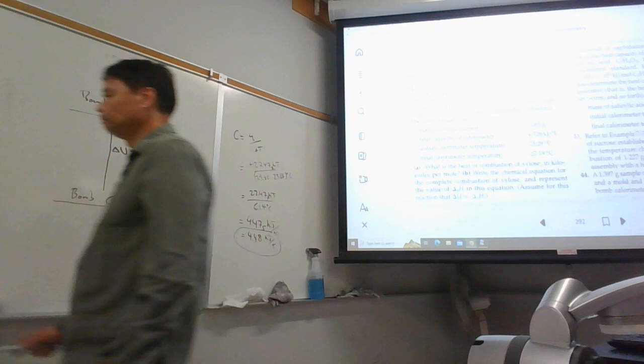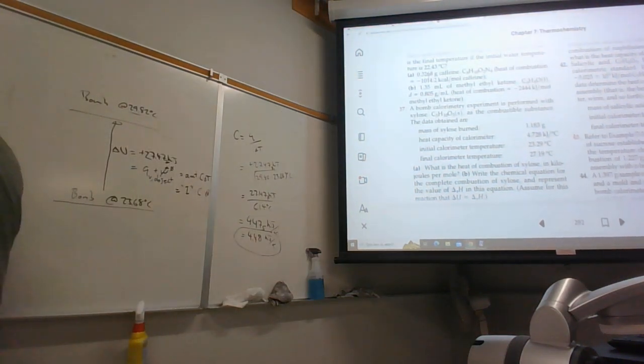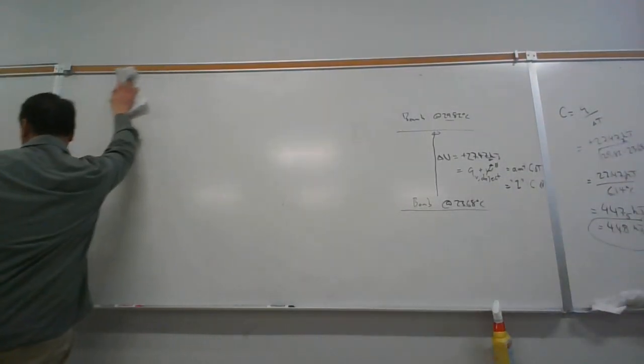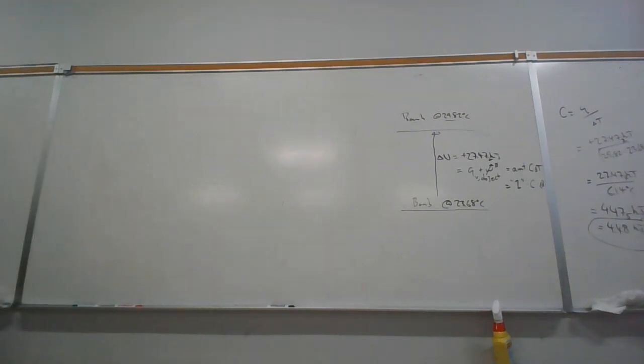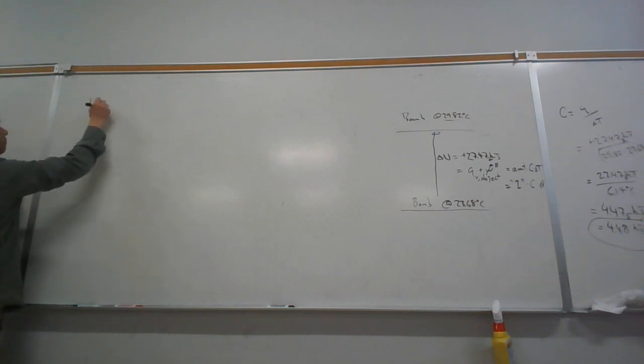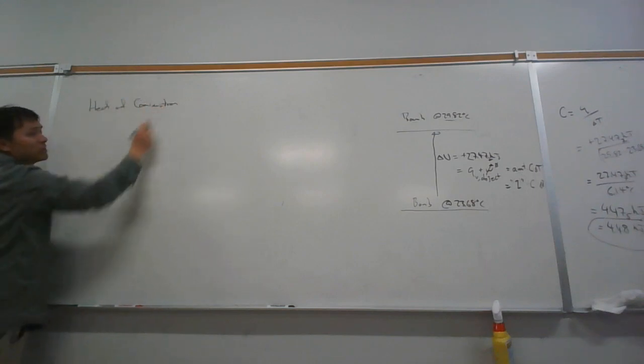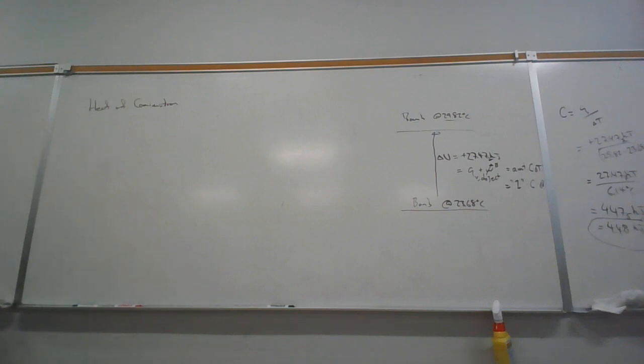Now, when we look at heats of combustion, we have to be careful because we have two types of heats of combustion. We have heat of combustion under constant pressure and heat of combustion under constant volume. The amount of heat depends on how much work is done. The more work, the less heat. And so these might not give the same values.